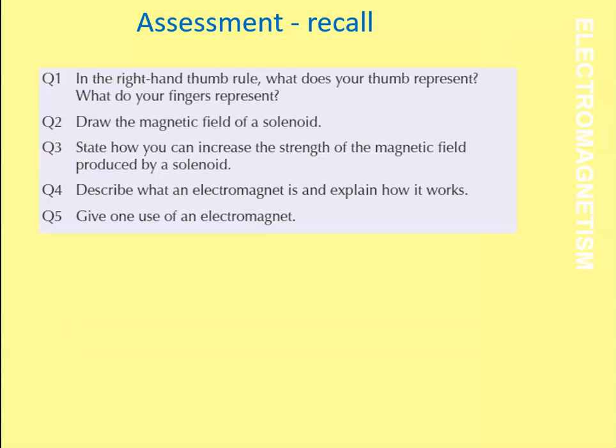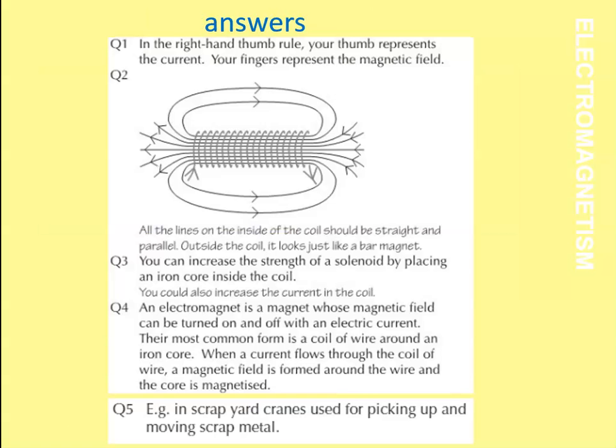Question 3. How can we increase the strength of a magnetic field produced by a solenoid? Okay, so in a solenoid the strength of the solenoid will increase by placing an iron core inside the coil. We could increase the current in the coil, and we could also increase the number of turns around that coil.